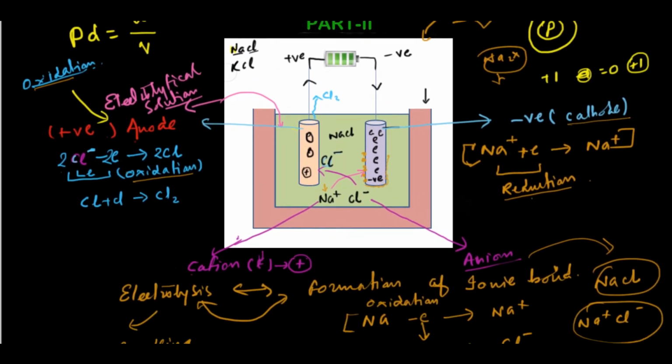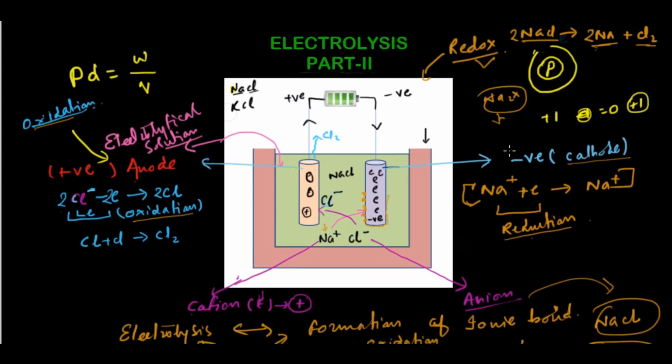So hope you have understood the idea that electrolysis is a redox reaction, but just in the opposite way of the formation of ionic bond. And what is happening at the cathode? Always remember the metal reaches the cathode, okay, and the non-metal reaches the anode. Why?